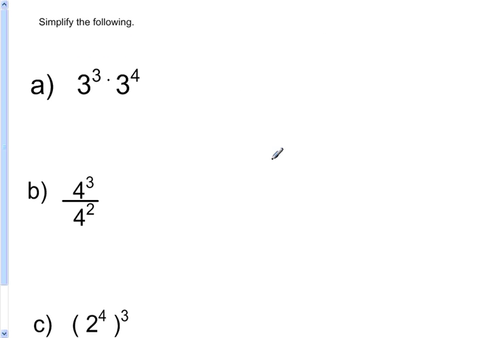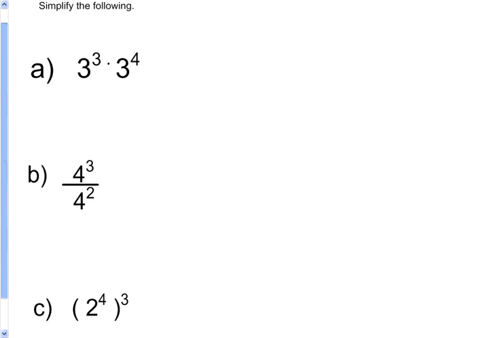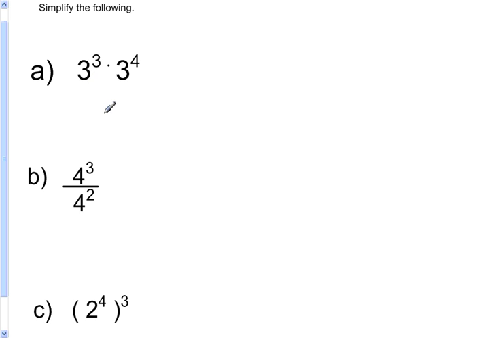So we're going to simplify these exponents. The first thing we have is 3^3 and 3^4. The base is the same. This is the product law. So if the base is the same, we keep the base and we add the exponents. So 3 to the 3 plus 4, which becomes 3^7. And that's an example of the product law.